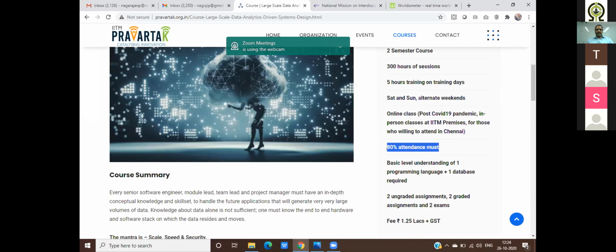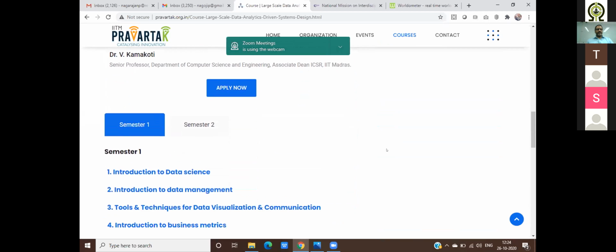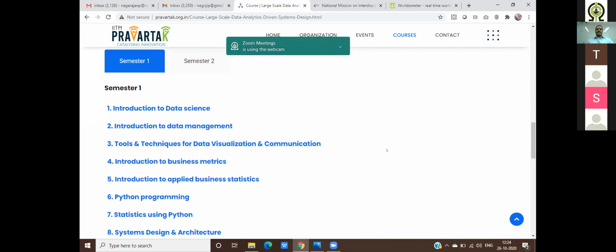What we will do is, just to give a brief about this, you might have already seen this page. Many people would have seen this. It's a high-level topic: introduction to data science, data management, tools and techniques for data visualization. So we teach Tableau as well as open source Metabase for visualizing. And more than anything else, it has to translate to business.